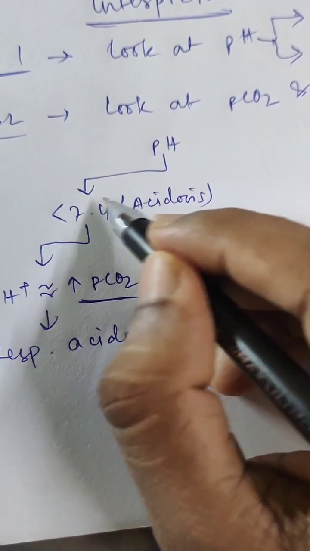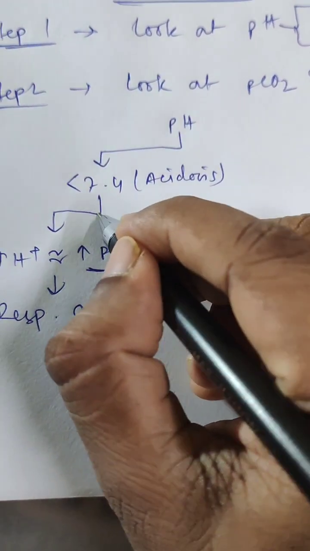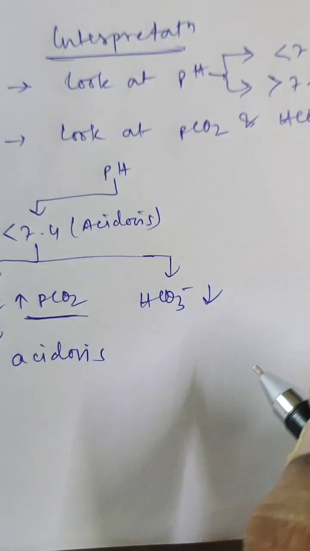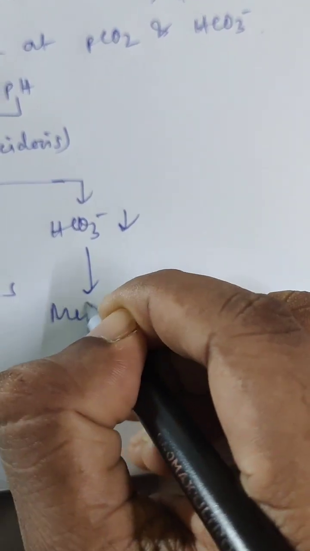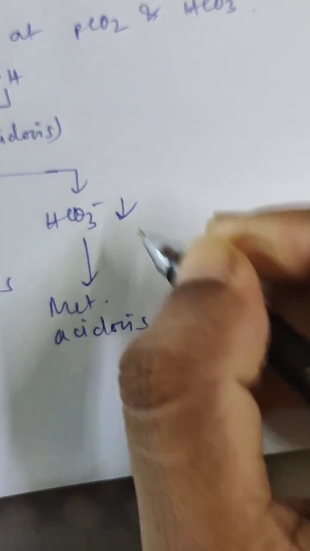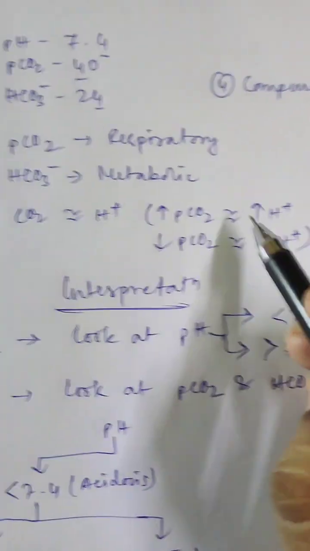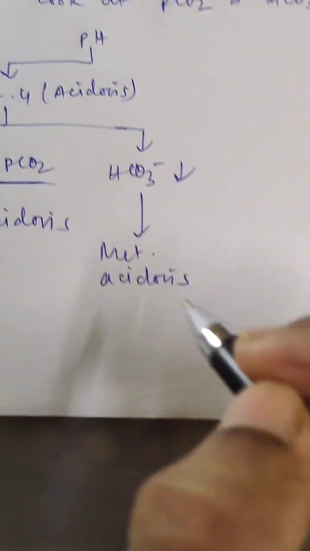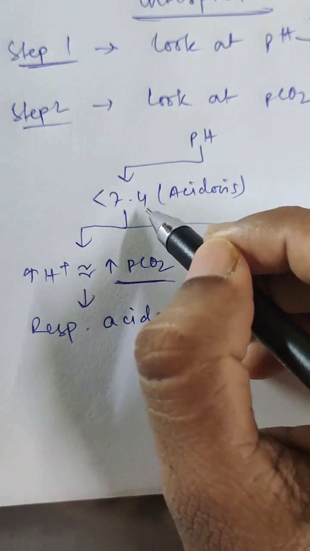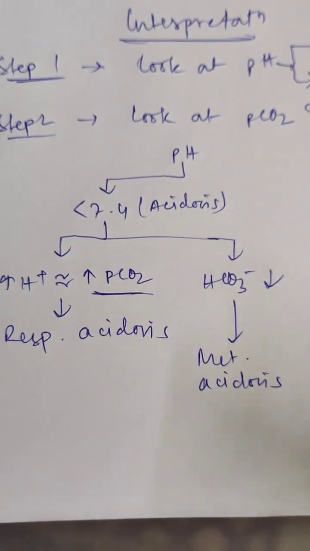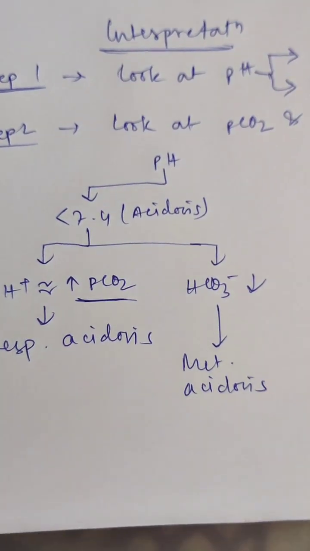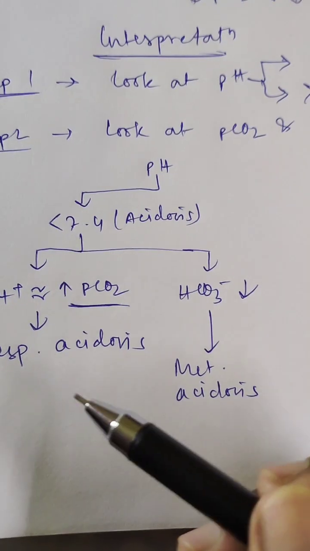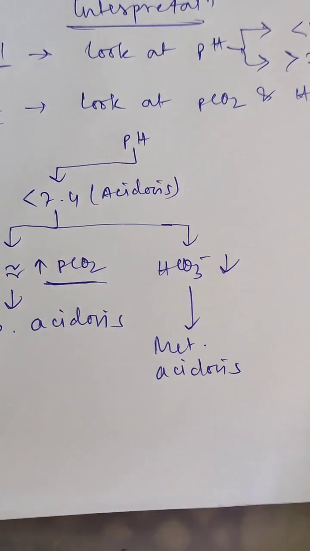And if the pH is less than 7.4 and the base is deficit, that means the HCO3 is decreased, then it will be called metabolic acidosis. As bicarbonate means metabolic, we have already talked that any change in bicarbonate will be called metabolic. So if the pH comes as less than 7.4, that means it is acidosis. Acidosis means either the acid is more or the base is less. So if the acid is more, or the PCO2 is more, it will be called respiratory acidosis. If the base is less, it will be called metabolic acidosis.